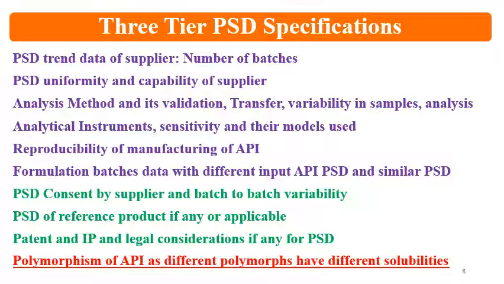Then other requirements are PSD consent by the supplier and batch to batch variability. Whatever specifications you are going to set for your vendor or for the API manufacturer, ask them whether they are able to provide the API in that specified PSD range or not. Otherwise, what will happen? You will set the specification, but your vendor will not be able to give that specified PSD material. So always do this activity in line with your vendor.